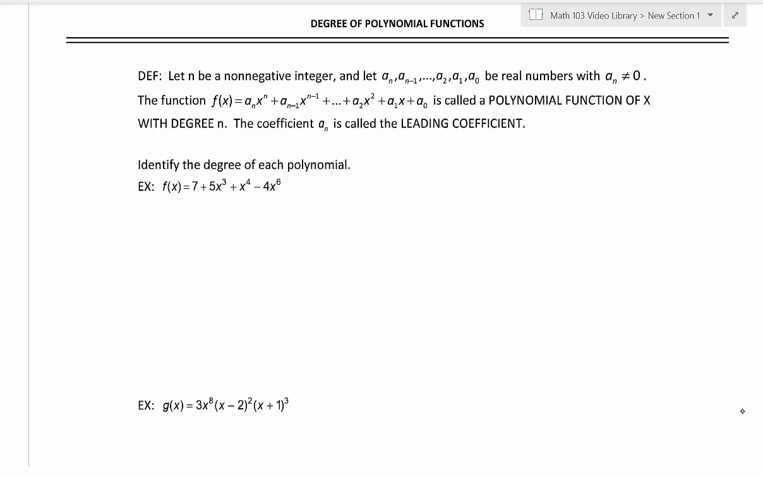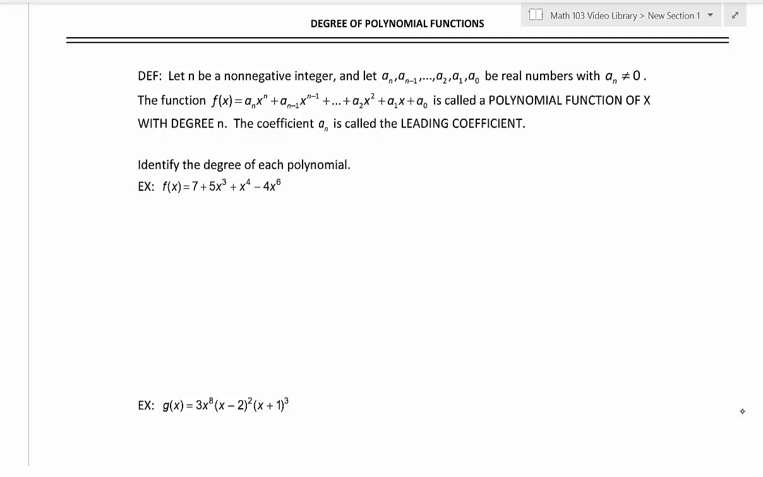So that definition seems pretty complicated. Basically, a polynomial function is simply a polynomial with f of x in front of it. Let's start by identifying the degree of the polynomial f of x equals 7 plus 5x to the third plus x to the fourth minus 4x to the sixth.